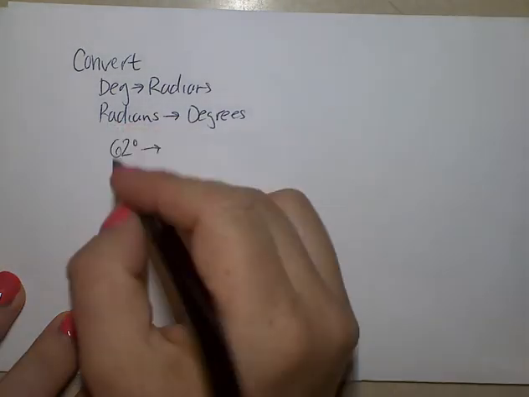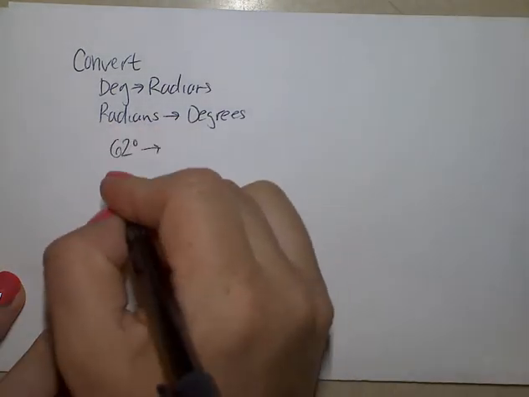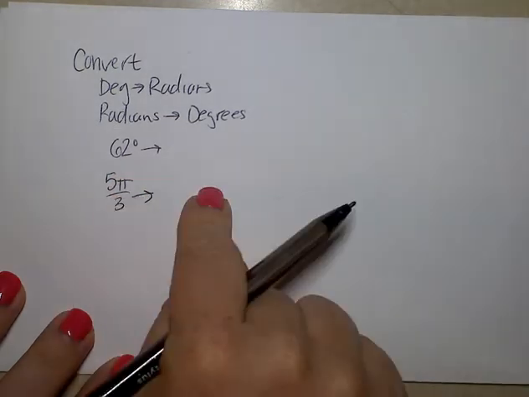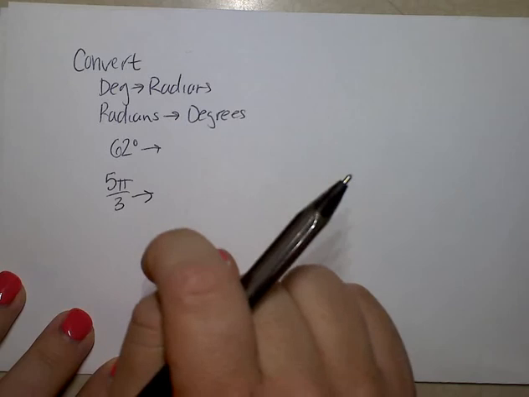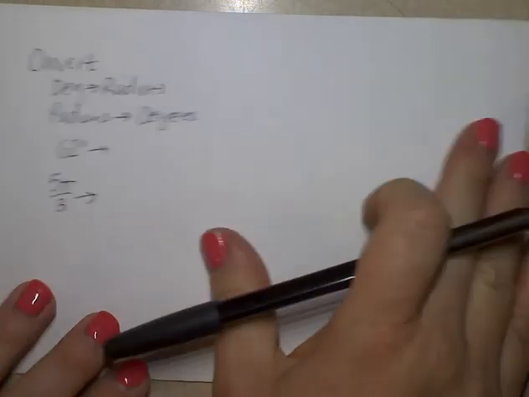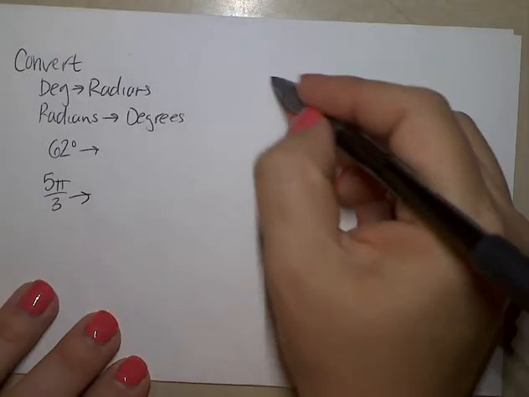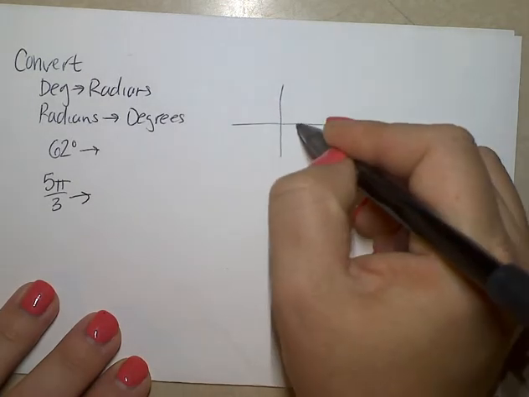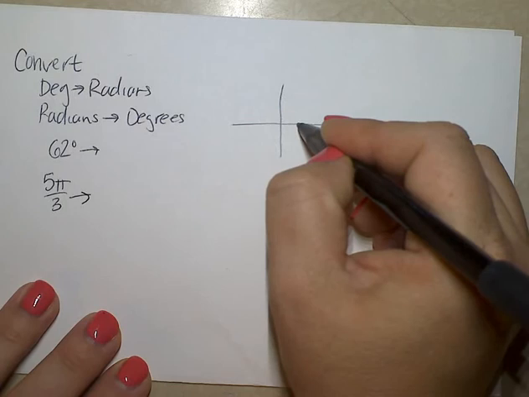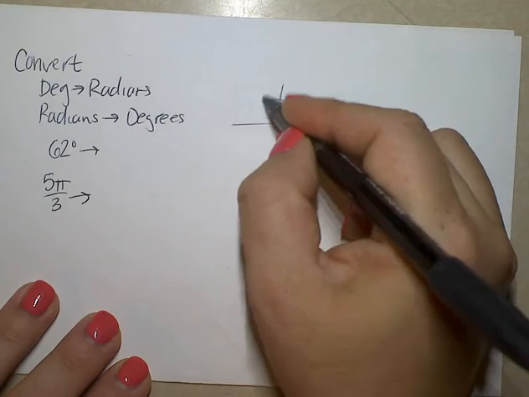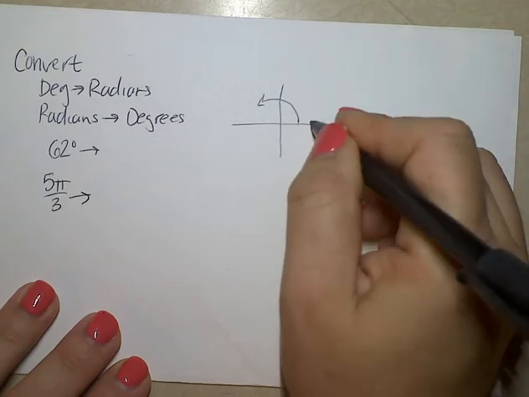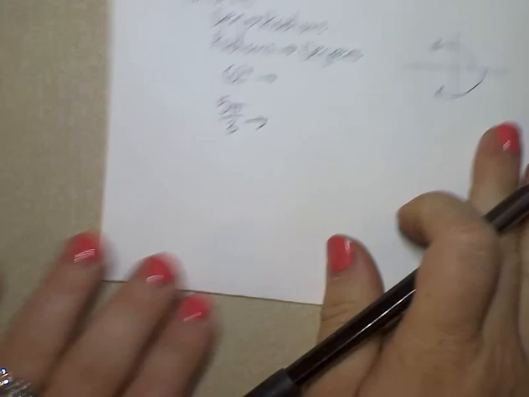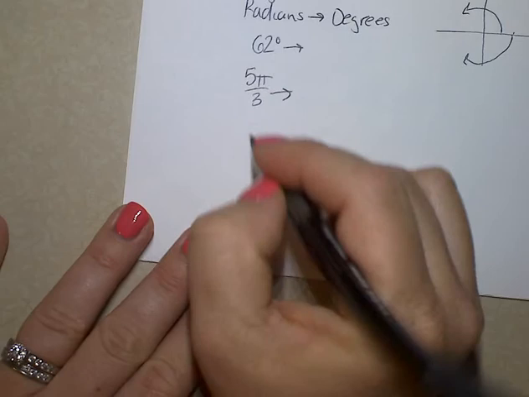Or if I said to you 5 pi over 3, you need to know how to convert this back to degrees. That's one thing you have to have memorized. Another thing you need to memorize is positive and negative coterminal angles. If it's positive, which direction do I go first? Counterclockwise, going up. And if it's a negative coterminal angle, we go clockwise, down.